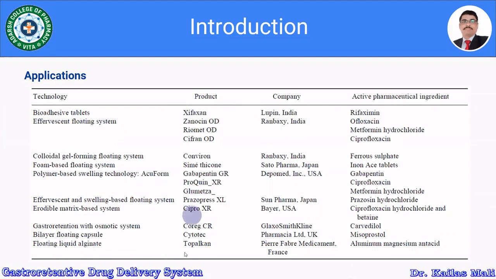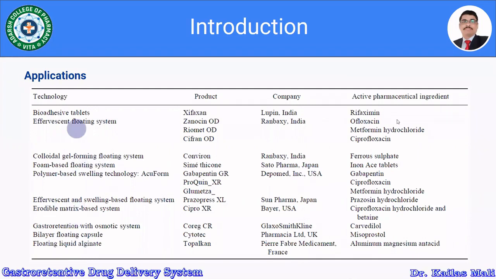There are so many products available in the market which are designed by using technologies like bioadhesive tablets, then effervescent floating systems, then colloidal gel forming floating systems, then foam based floating systems, then polymer based swelling technology, for example Accuform, then effervescent and swelling based floating system, then erodible matrix based system, then gastro retention with osmotic system, then bilayer floating capsules and floating liquid alginate. So these are certain technologies which are used to formulate the gastro-retentive formulations.